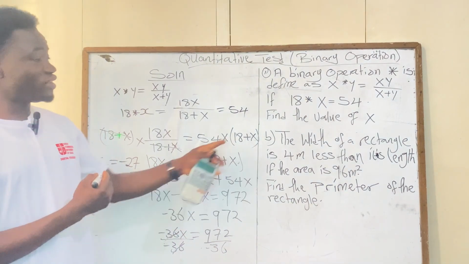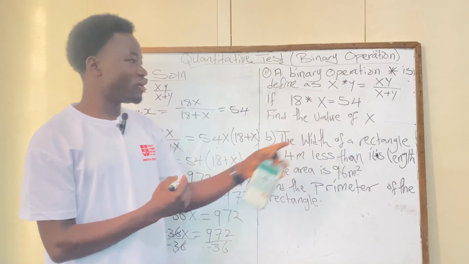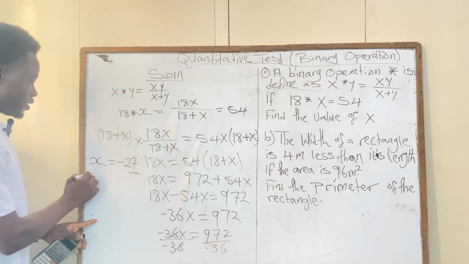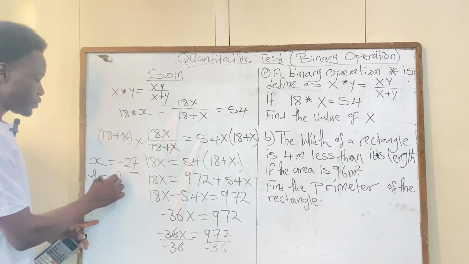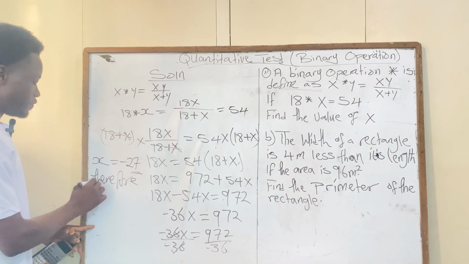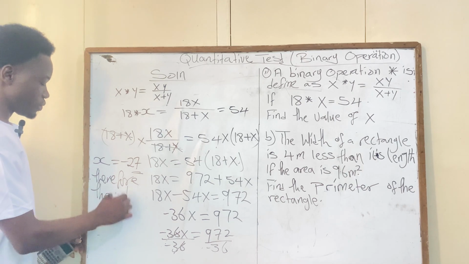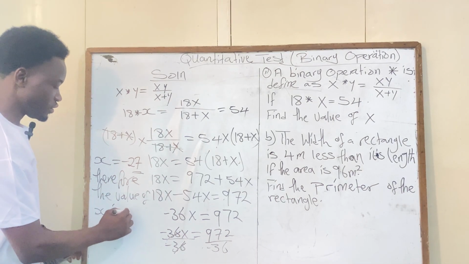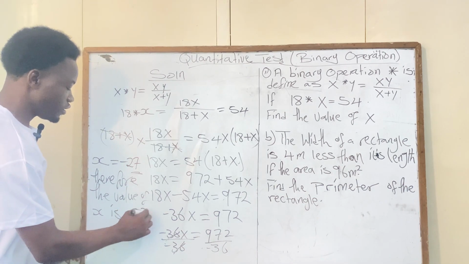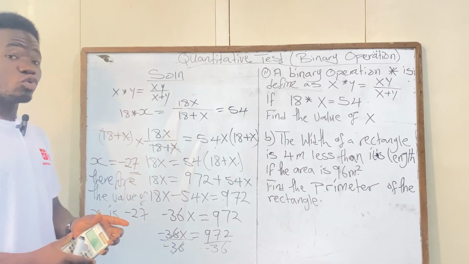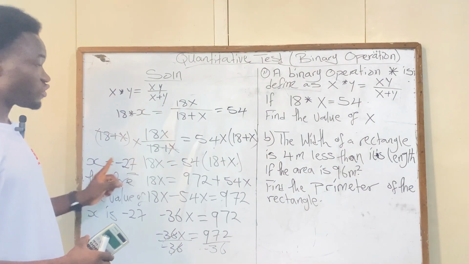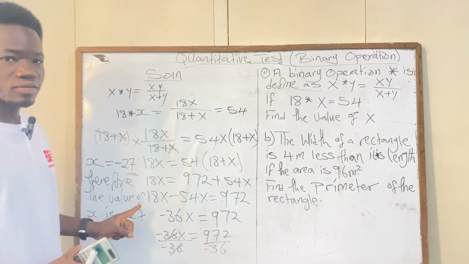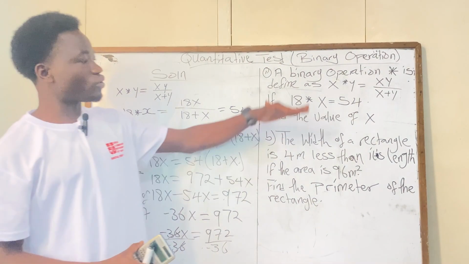Now the question is asking us to find the value of x. So you must draw your conclusion. Therefore, the value of x is negative 27. Note, this conclusion is very important because it draws marks. Right, so that's the first part of the question.